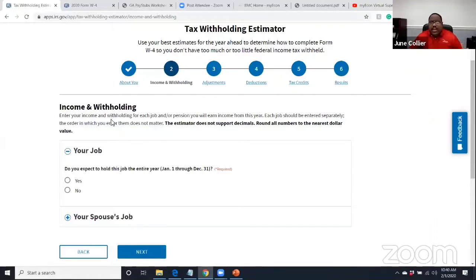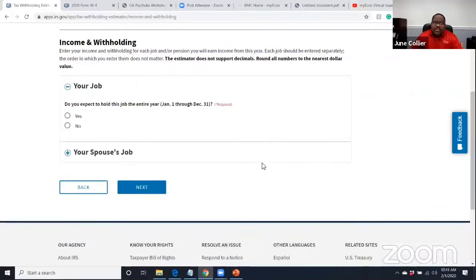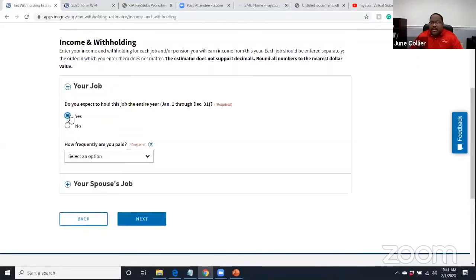It tells you to enter your income and withholding for each job and or pension. So if you've got a pension, you'll need to enter that you earn income from this year. Each job should be entered separately. The order in which you enter them does not matter, and the estimator does not support decimals. So you want to round all the numbers to the nearest dollar value. So let's talk about the first job. Do you expect to hold this job the entire year? The husband says, yes, I expect to hold the job the entire year.